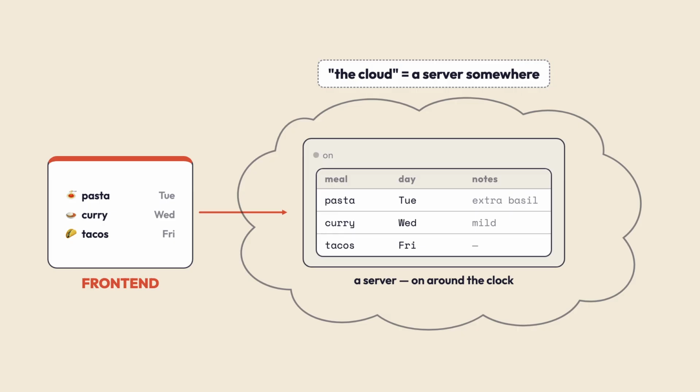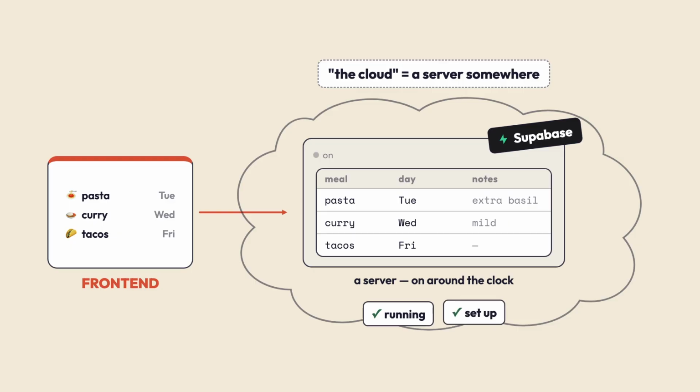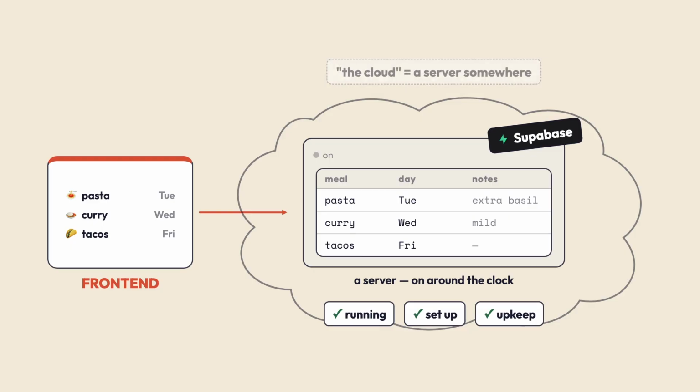For an app like ours, the usual way to get this is a service called Supabase. Supabase provides a database that's already running on a server with the setup and upkeep handled. We're not setting it up today. It's enough to know that when we say backend, this is where ours will live.